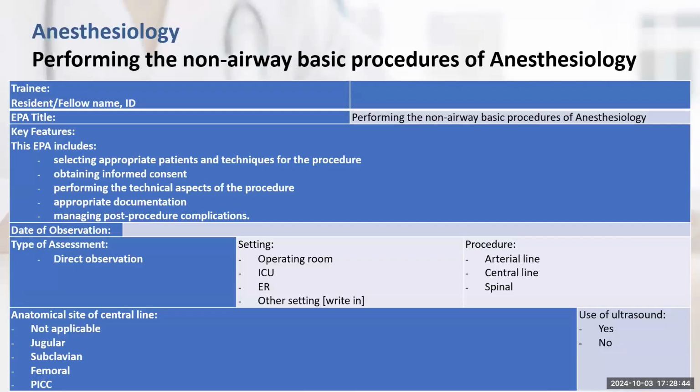It's fine. So how will the assessment card look like? We have the trainee name and EPA title. It's like a quick reminder of what this activity is, the date of observation. And then you see it was a direct observation, and we have to click OT, ICU, and so on. So everything that was described in the beginning is here.